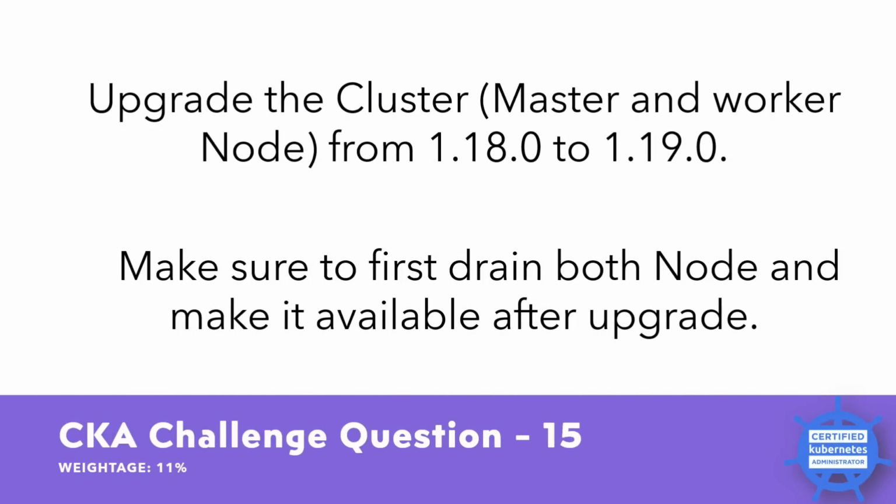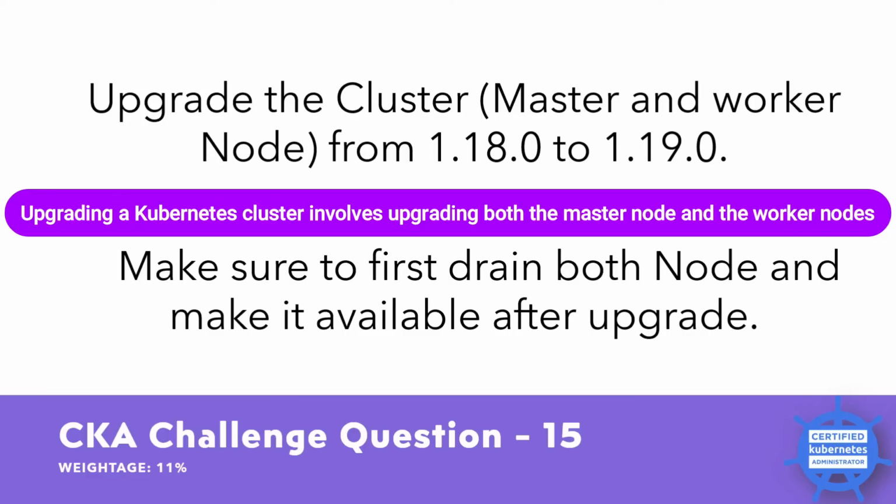CKA Challenge Question 15, having the weightage of 11%: upgrade the cluster, master and the worker node from 1.18 to 1.19. Make sure to first drain both nodes and make them available after the upgrade. This question is related to upgrading a Kubernetes cluster which consists of a master node and one or more worker nodes from version 1.18 to version 1.19.